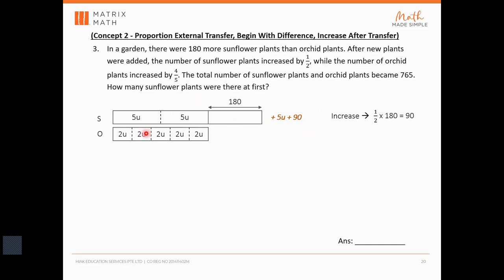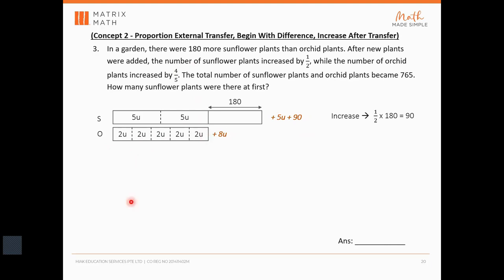So for your orchid plants, you are increasing by 4/5. 4/5 means 4 out of the 5 parts that you see here, right? So 4 parts here will be 8 units. Okay, you're adding 8 units. Not 4 units, because 4/5 of this whole thing is actually 8 units.